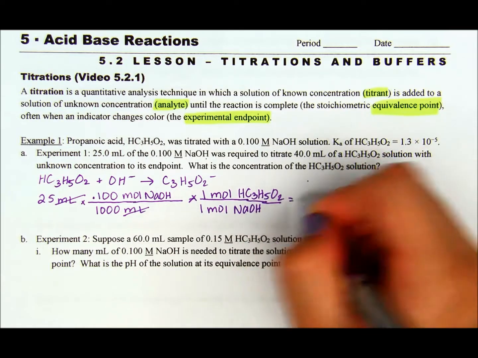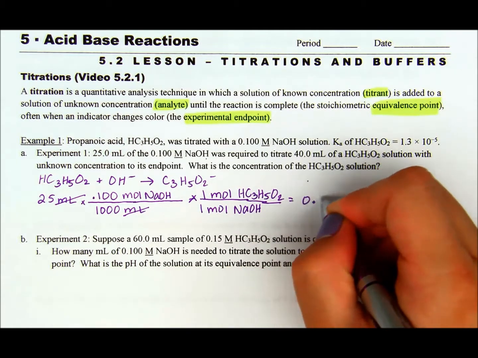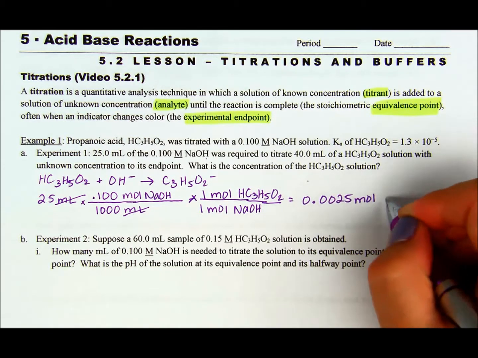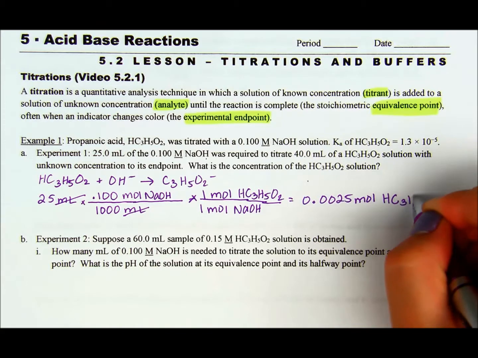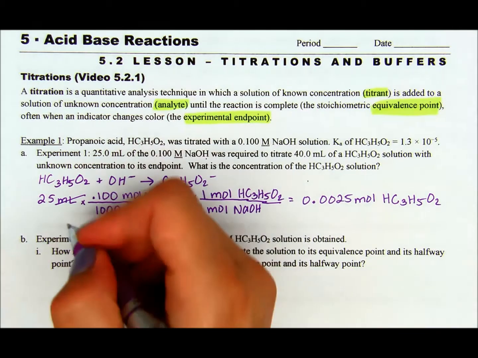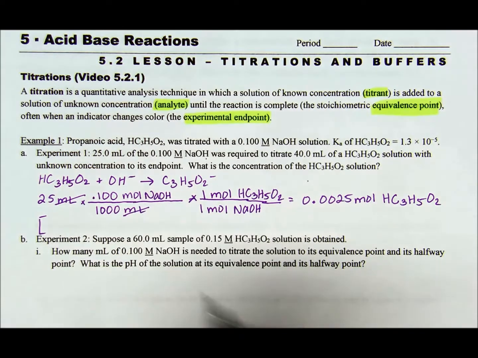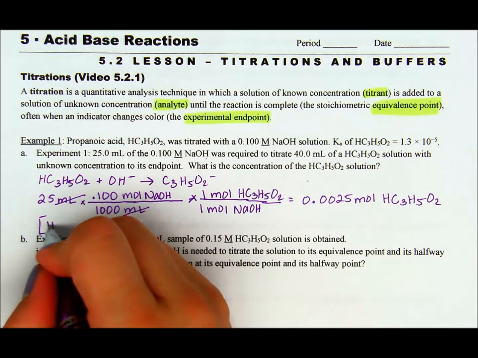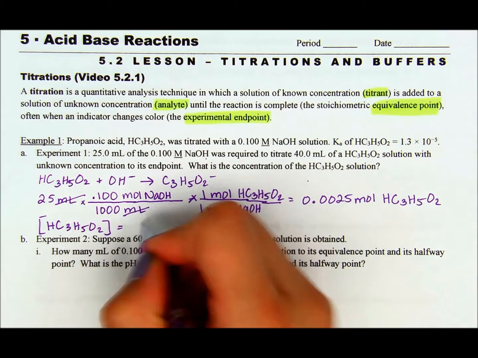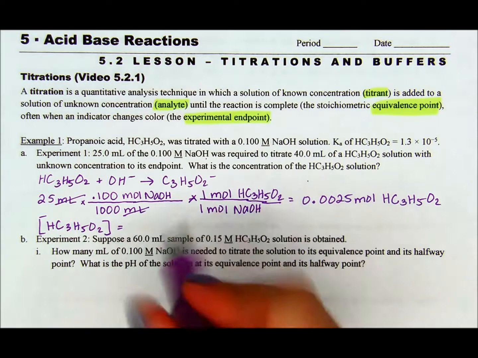When you plug that into your calculator, you should get that you have 0.0025 moles of propanoic acid, HC3H5O2. So now we know how many moles were in our original solution. But we need to figure out molarity, which is in moles per liter. So molarity is a concentration, so I'm just going to write our brackets. Molarity of HC3H5O2 equals moles per liter. So here's my moles.